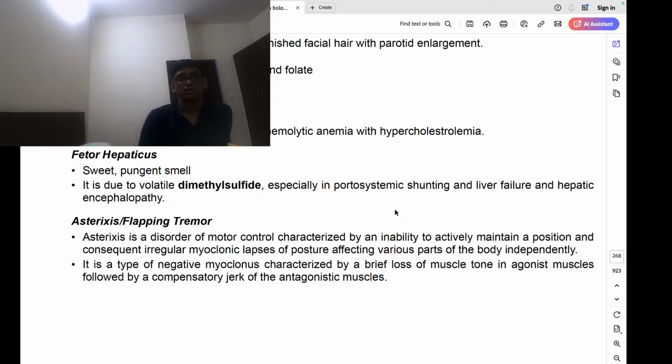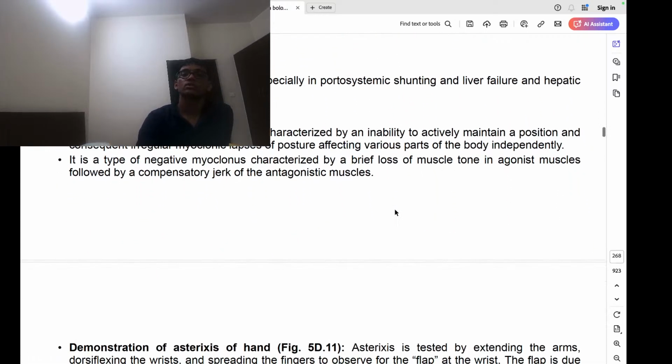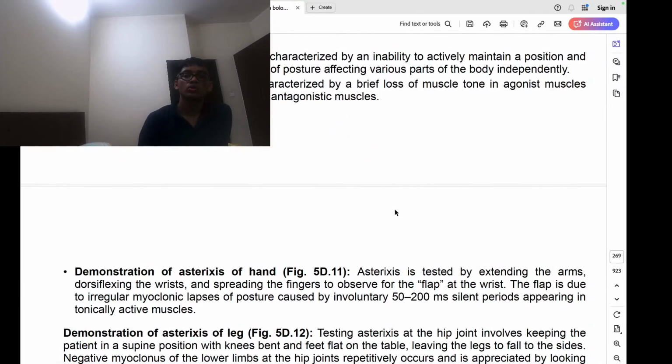Fetor hepaticus: sweet, pungent smell due to volatile dimethyl sulfide, especially in portosystemic shunting and liver failure and hepatic encephalopathy. Then you have asterixis or flapping tremor. This is a disorder of motor control characterized by inability to actively maintain a position, and consequent irregular myoclonic lapses of posture affecting various parts of the body independently. It is a type of negative myoclonus characterized by a brief loss of muscle tone in agonist muscles, followed by a compensatory jerk of antagonist muscle.